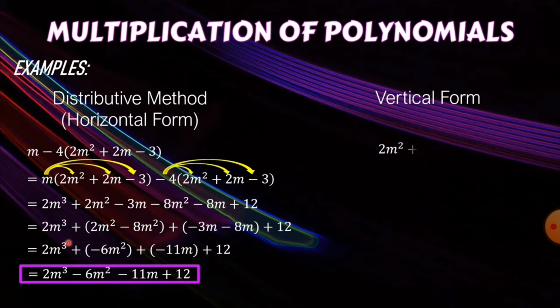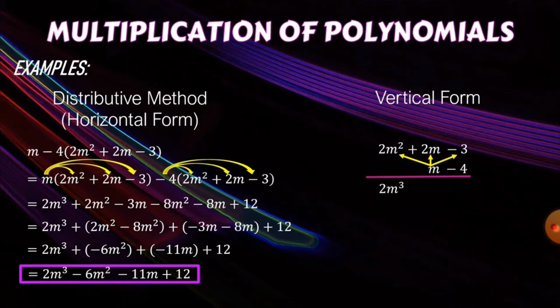Another method, we have vertical form. So, first, we have to write the first expression, 2m squared plus 2m minus 3, and the second expression, m minus 4. So, mas mauna yung mas maraming terms. Okay? So how to multiply, just like what we do usually in multiplying whole numbers. So first, we use m. M times 2m squared. So magiging 2m cubed.